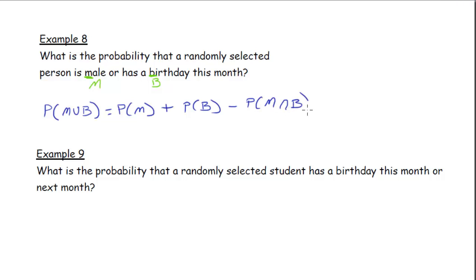So the probability that a randomly selected person is a male, well, we have 2 genders, so that would be a half. The probability that their birthday is this month, well, there's 12 possible birthday months, and this month would be one of those, so that would be 1 out of 12. But then we need to subtract off the overlap, because perhaps one of these participants in this experiment is both a male and has a birthday. So to find an and here, we would multiply.